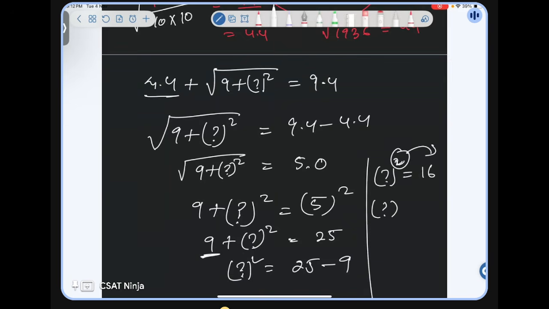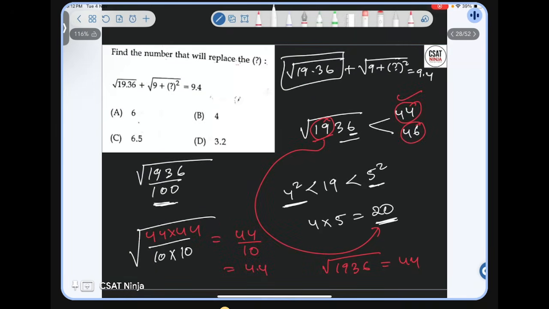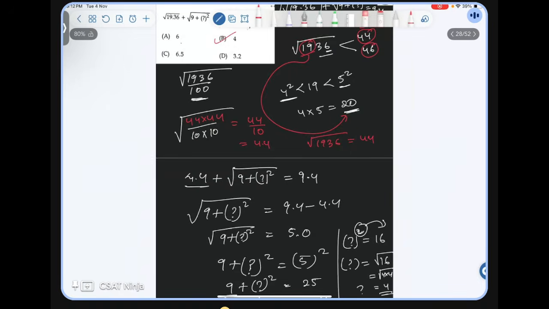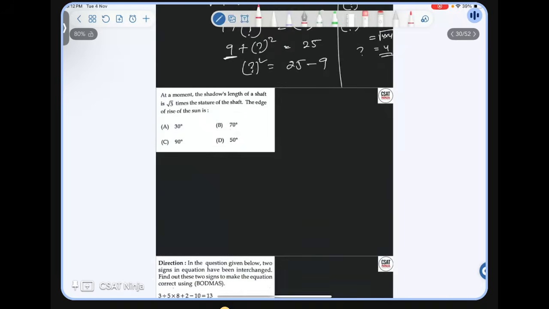So that means the value of question mark was nothing but square root of 16. Square root of 16 is how much? Can I write it 4 into 4, which is equal to 4? So the answer here was 4. Is it in the option? Yes, which is option number B there. So for some it may be easy, but for some it will be a bit complex. So let's go to the next.